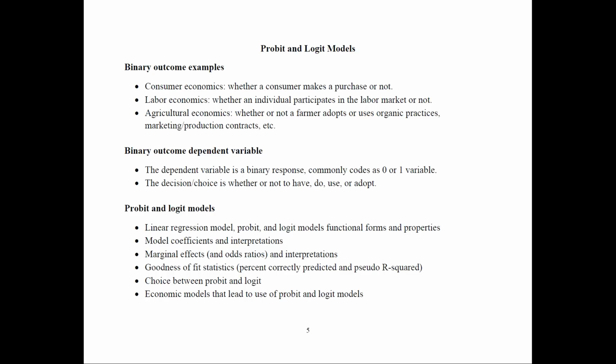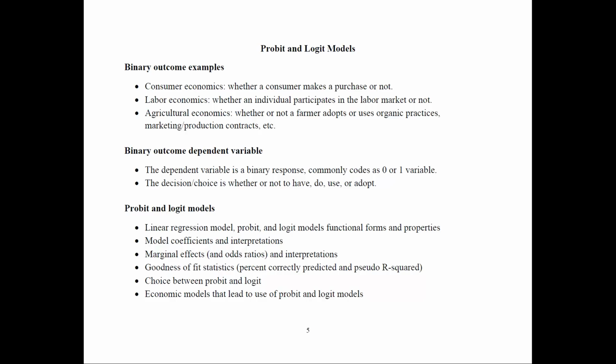The next topic would be Probit and Logit models, and here are binary outcome examples. From consumer economics, you could have whether or not a consumer makes a purchase. From labor economics, you could have whether an individual participates in the labor market or not, and from agricultural economics would be whether or not a farmer adopts or uses organic practices, marketing, production contracts, and so on.